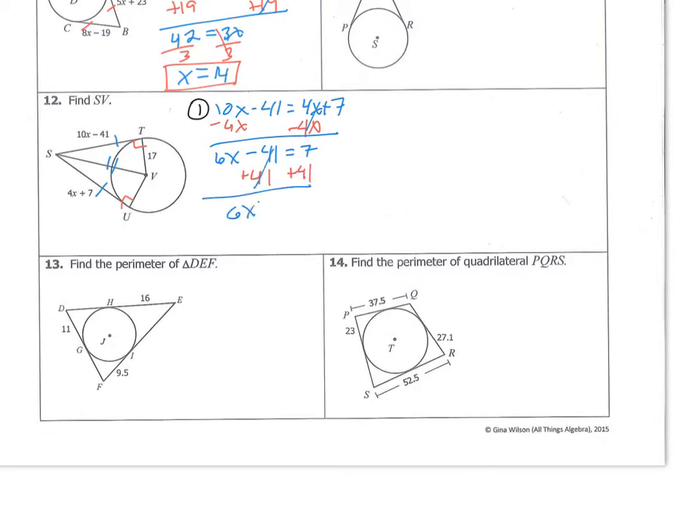So I get 6x is equal to 48. What is x? 8. All right, so we know that x is 8. What would be our second step? Plug it in where? Does it matter which of these I would plug it into? I could use the bottom triangle. Which one's nicer to plug into? The 4x plus 7. So I'm going to use SU. So from S to U is 4x plus 7.